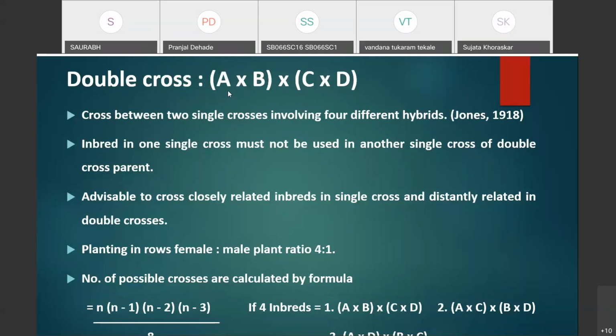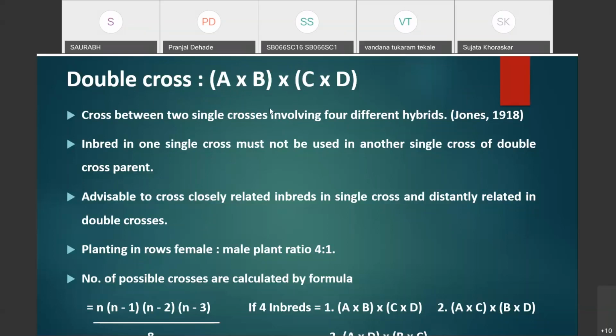The inbred which is used in one single cross must not be used in another single cross of the double cross parent. It is always advisable to cross closely related inbreds in a single cross and distantly related inbreds in the double crosses.